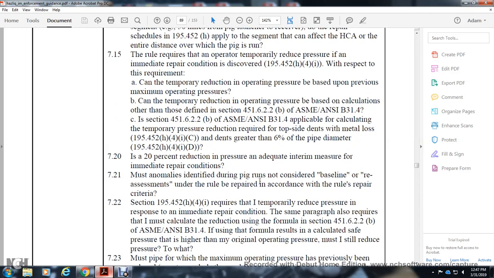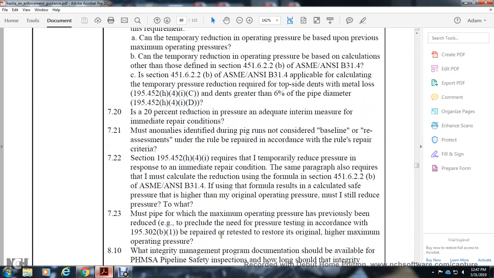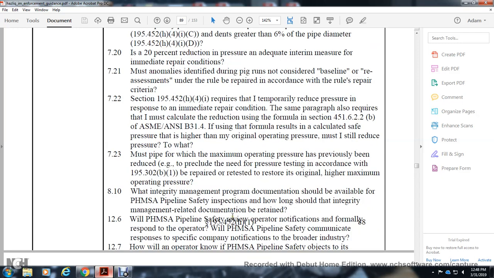7.2.2. Section 195.452(h)(4) requires that the operator temporarily reduce the pressure in response to an immediate repair condition, and some operators use the calculable reduction formula in section 451.6222(b) of ASME B31.4. Even though the formula result of the calculated safe pressure may be higher than the original operating pressure, the operator may still reduce the pressure. Must the pipe with the maximum operating pressure be reduced if there is a need for pressure testing in accordance with 195.302(b)(1)? The repair is retested and restored to the original maximum operating pressure.